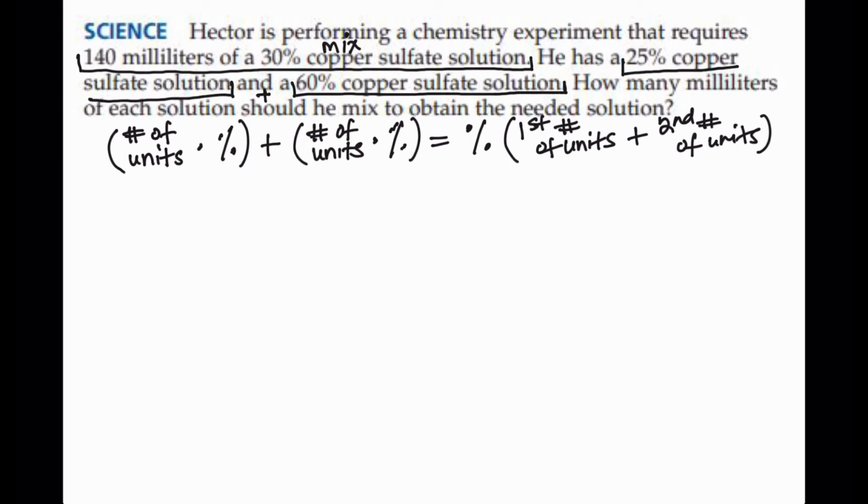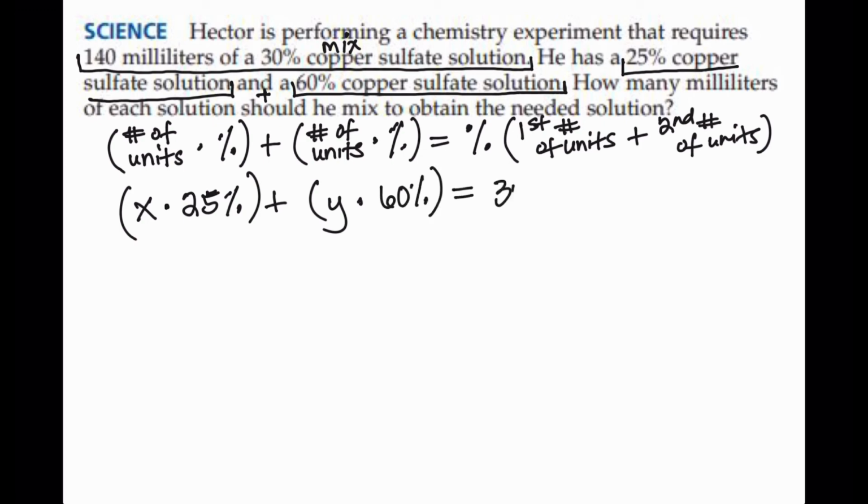Okay, so we have the 25% copper. We don't know, so let's say x times 25%. Plus the 60%, we don't know. So we represent that with a different variable. Call that y. And then the mixture is going to be 30%, and that is x plus y. Okay? Oh, wait, hold on. I am so sorry. Well, no, let me leave it like that, because that's how the format is.